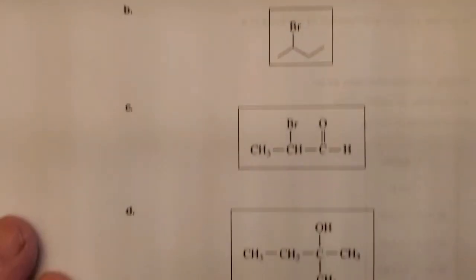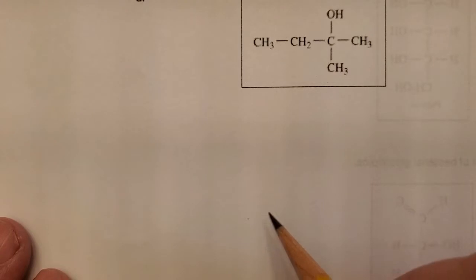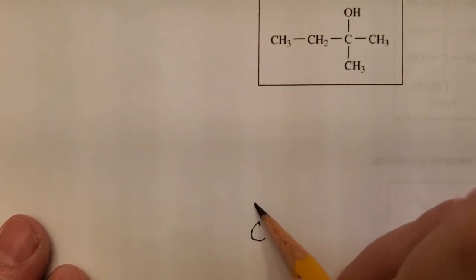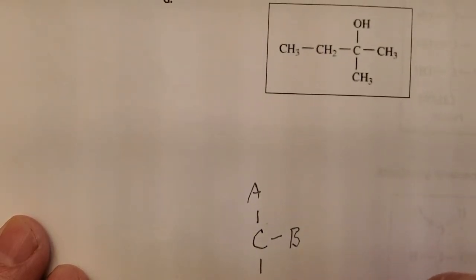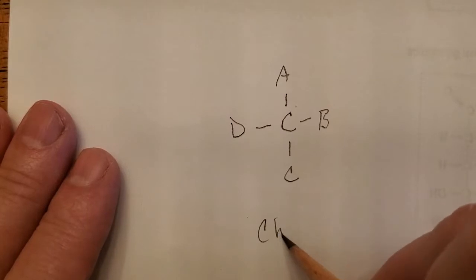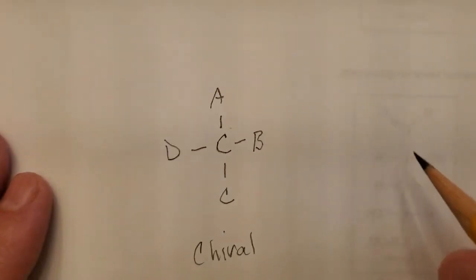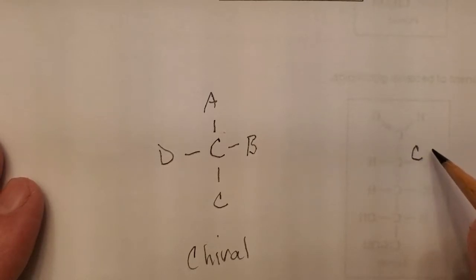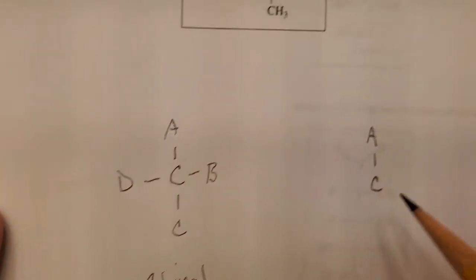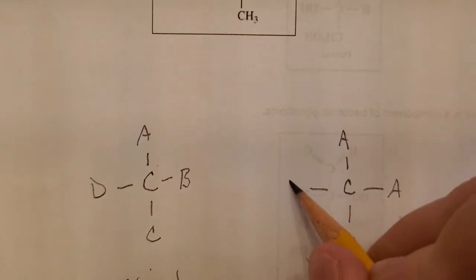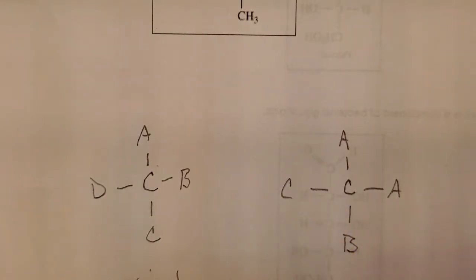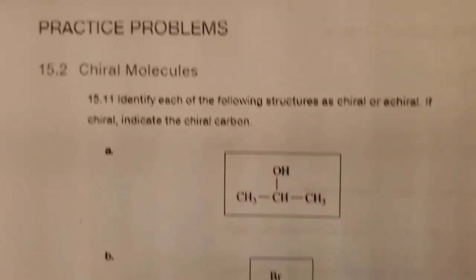Okay, so what's this all about? If you remember, a chiral carbon is one which has four different groups attached to it. So this would be chiral. If it has two or more groups that are the same, let's say that it has two A's, then this is achiral. Okay, so let's go to the first one.